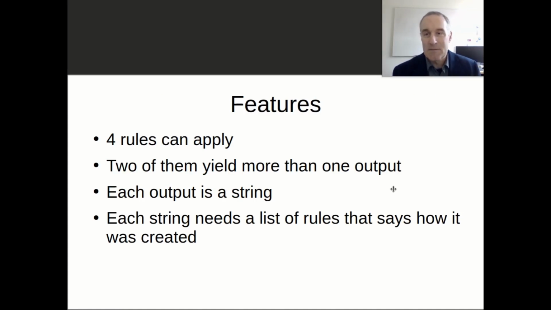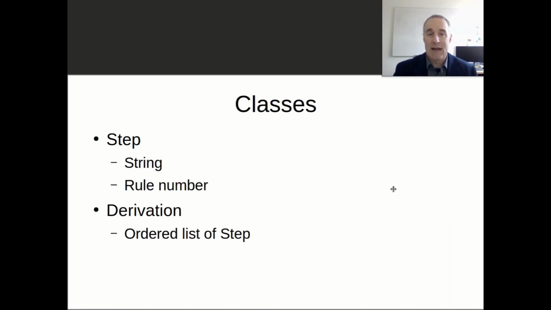So we have this very interesting problem, I think, where we have 4 rules that can apply, transforming strings into other strings. 2 of them yield more than one output, possibly at a time. There are different ways to apply those rules. Each output of a rule operation is itself a new string. And we also need to track how each of our strings was created. We're creating a derivation, an explanation of how we got from the starting point to the finish point. So we've got to figure out how to accomplish that.